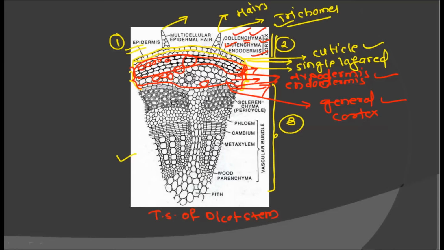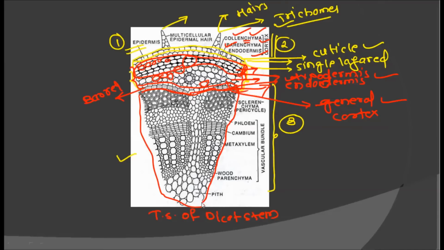All right. So you should remember carefully the second part, that is the cortex is made up of three parts. First is hypodermis, then general cortex, and then the endodermis. All right. Now, after the cortex, from here, that is from below the endodermis, all the rest of the portion comes under the stele.